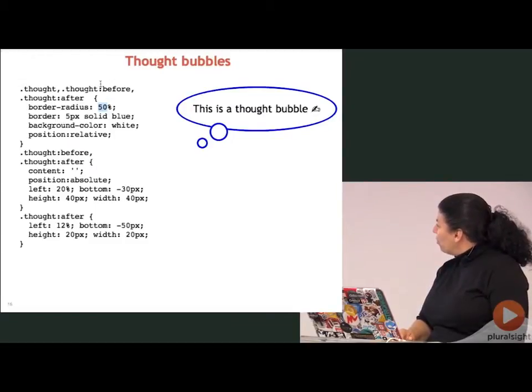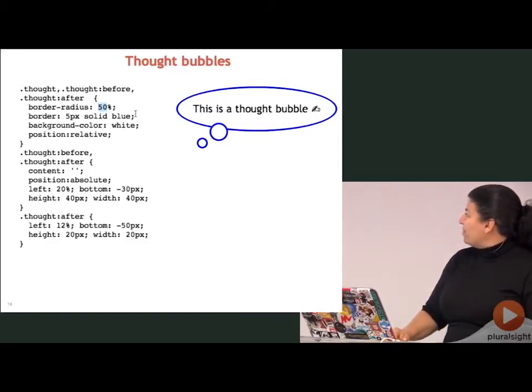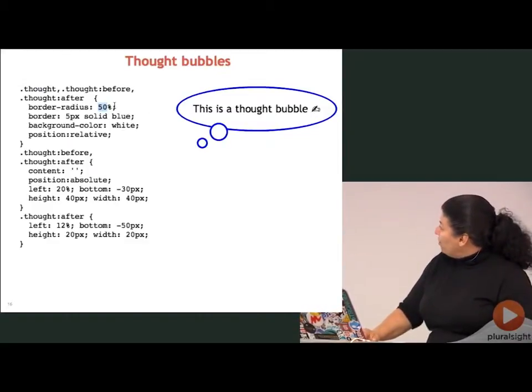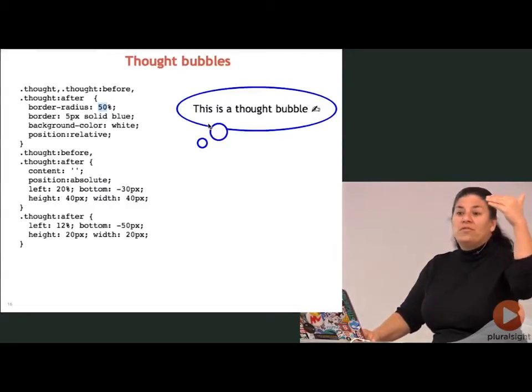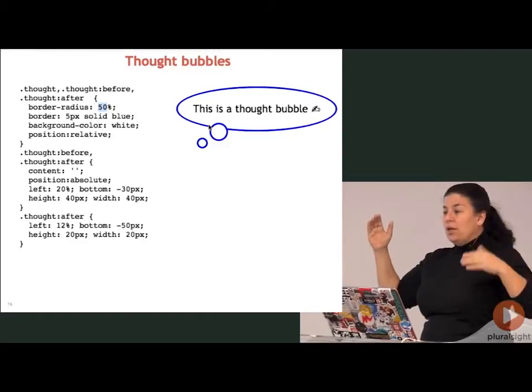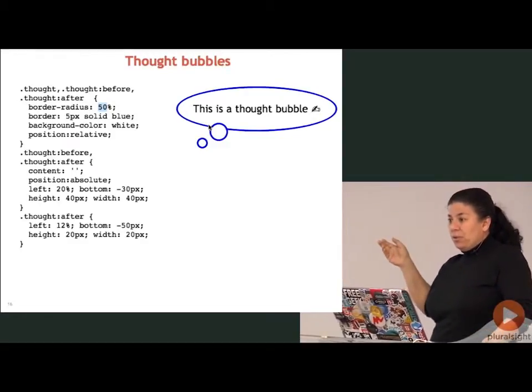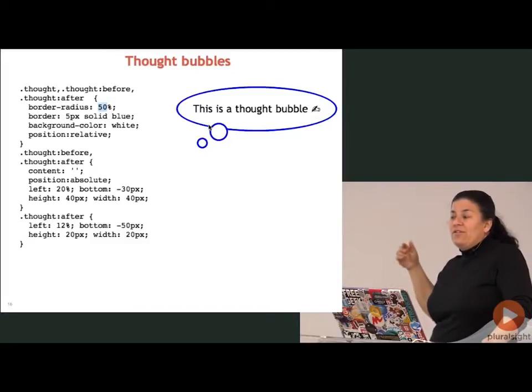I also put thought before and after, so all three of them look the exact same with a 5 pixel blue border, radius of 50%, background color white, and position is relative, because this has to be relative so that the generated content is positioned absolutely relative to that parent, right? You guys know this, right? If you position something absolutely, it is positioned relative to its ancestor that is positioned.